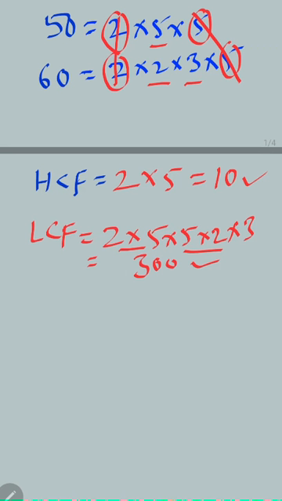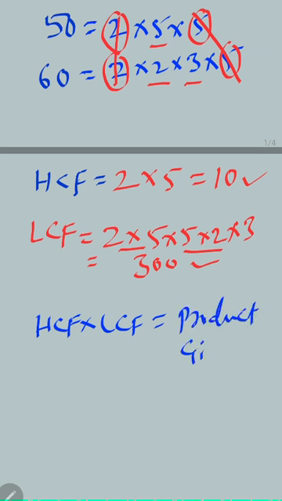After finding HCF and LCM, if you have any doubt whether the HCF and LCM are correct or not, to check that, you can use one formula: HCF into LCM is equal to the product of the given two numbers. For example, say we have taken 50 and 60. For those, the HCF is 10 and the LCM is 300.